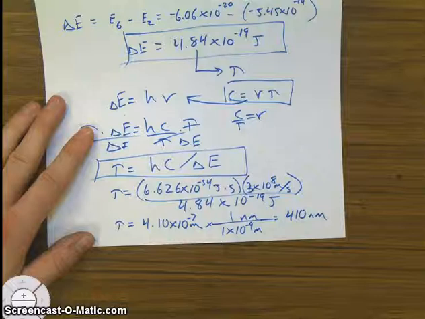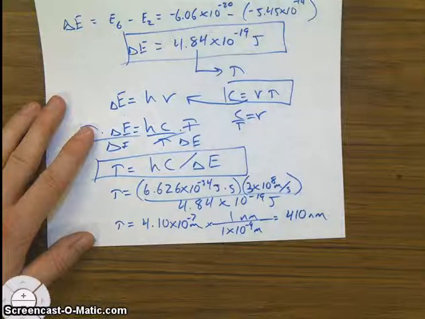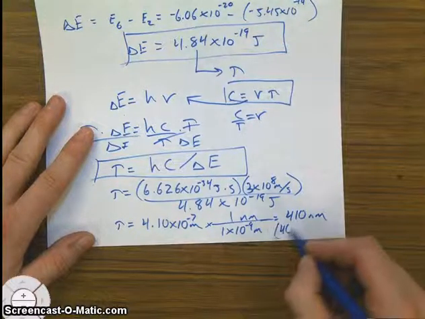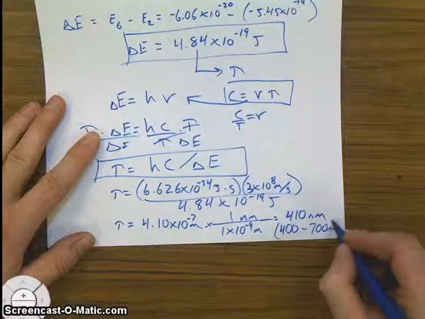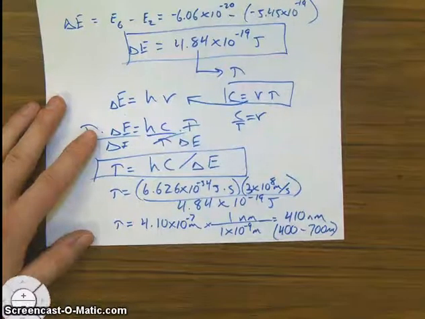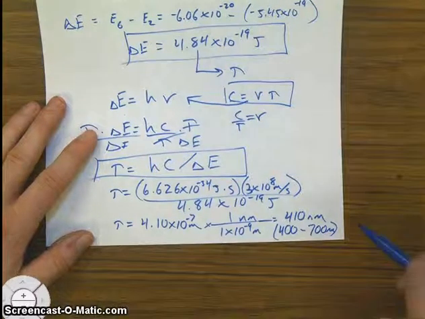This 410 nanometers is within the visible spectrum. We can see all light between 400 and 700 nanometers. This is at the end of Roy G. Biv, so it would look violet, and that's the color.